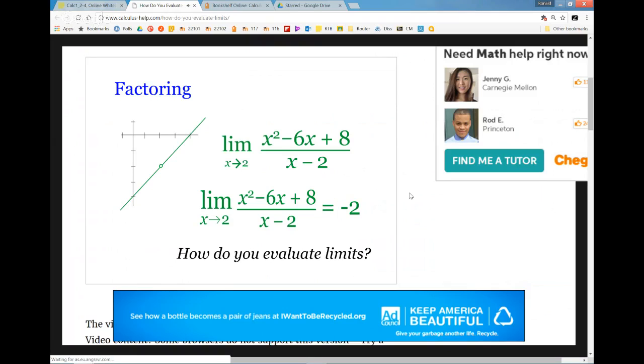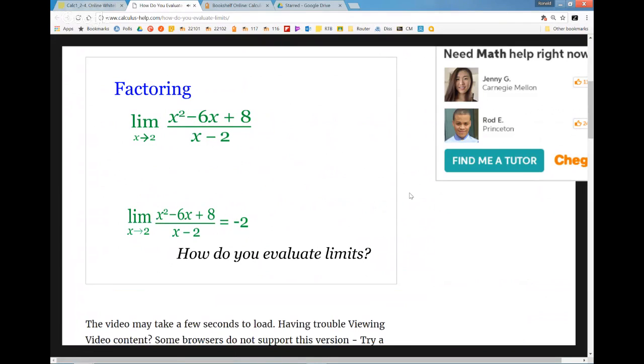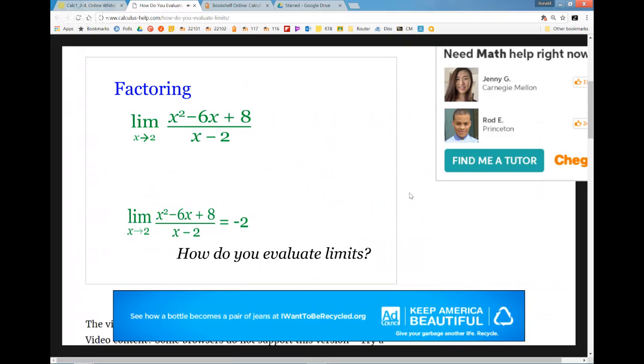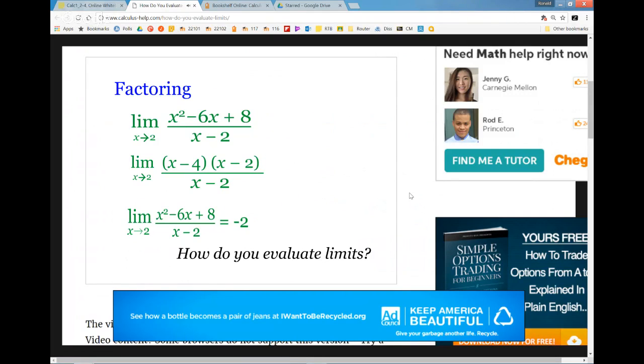However, it would be nice to be able to figure out why this is true mathematically. And to do that, we'll have to use the factoring method. As you can see, and as we saw before, direct substitution results in 0 divided by 0, which is not allowed. We'll have to resort to this new method. We'll use the factoring method because the numerator of this fraction is factorable. If we factor it, we'll get x minus 4 times x minus 2. Can you see why that's a good idea?